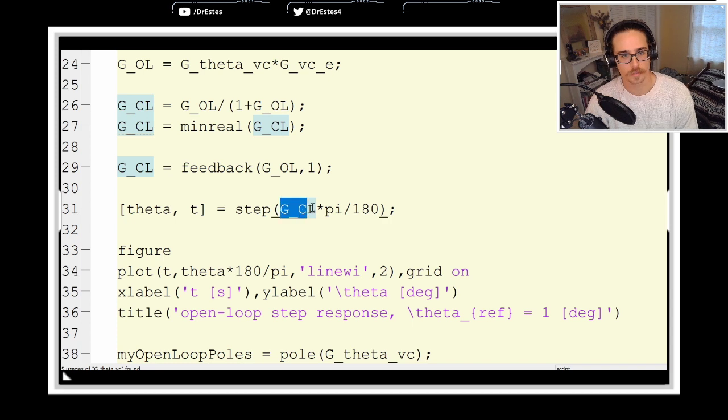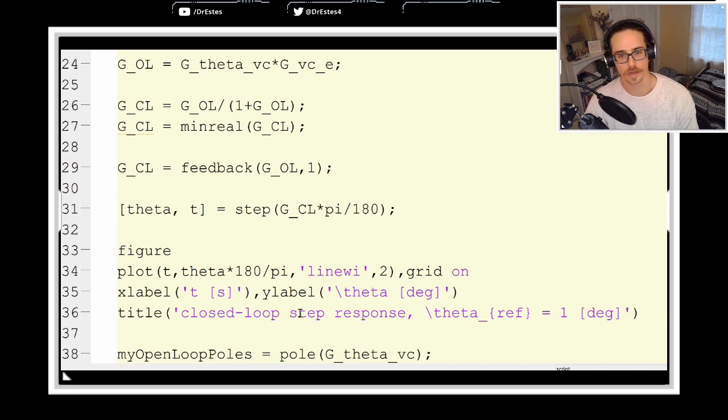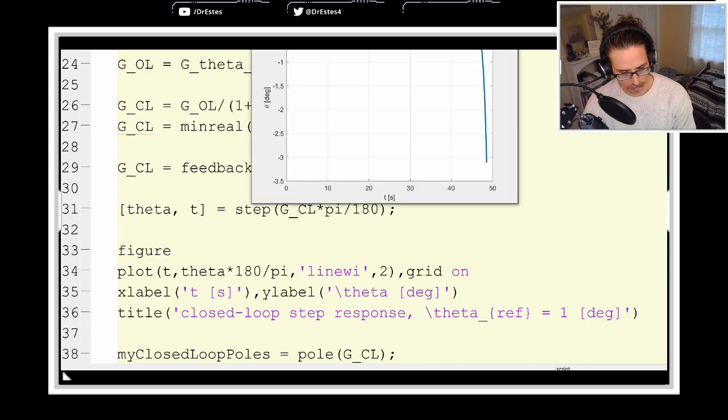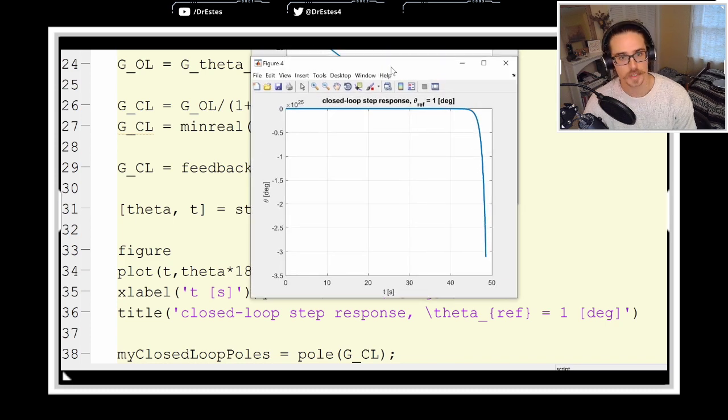Okay, so we have our closed loop transfer function. Remember my step, I want to do 1 degree, so I multiply by pi over 180. I'm just going to change some of the title here for aesthetic purposes. Closed loop step response, we're using a proportional controller. And after we do this, we're also going to get the poles of G closed loop. Now you might be surprised by what's about to happen here. We put a feedback loop on this, and look what happens to the response.